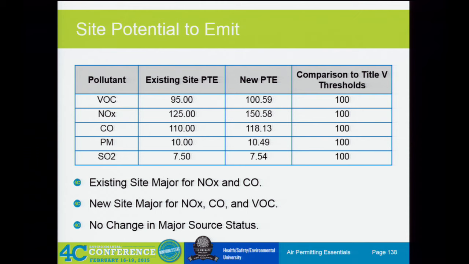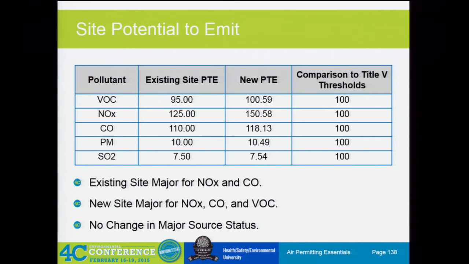And so prior to this project, your site had an existing PTE of 95 tons per year of VOC, 125 tons per year of NOx, 110 tons per year of CO, 10 tons per year of PM, and 7.5 tons per year of SO2. We had emissions from a bunch of different sources, and it increased our PTE. And so now we're at 100.59 tons of VOCs, 150.58 tons of NOx, 118 tons of CO, so on and so forth.